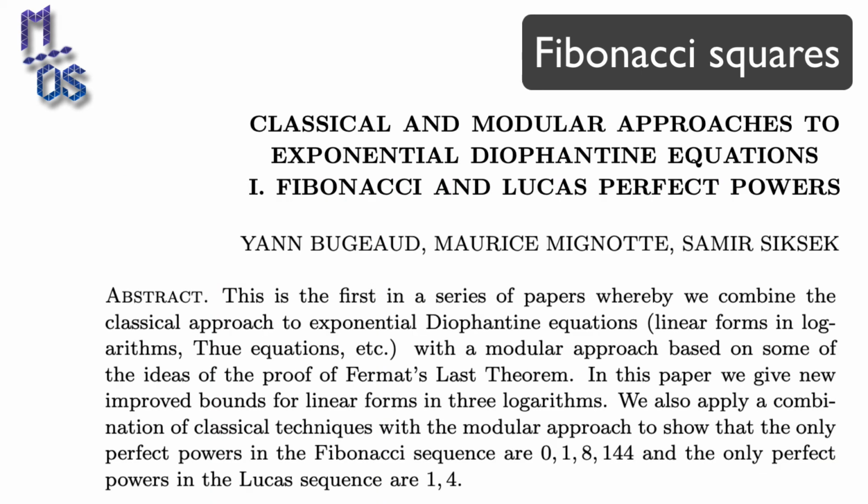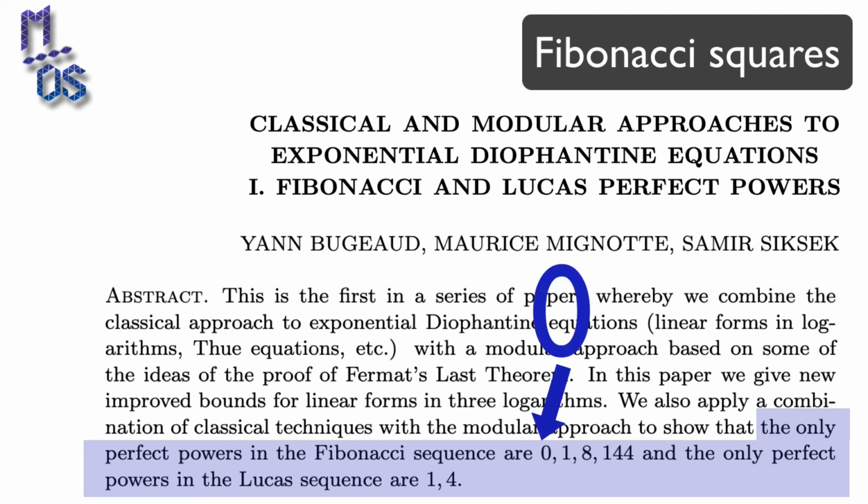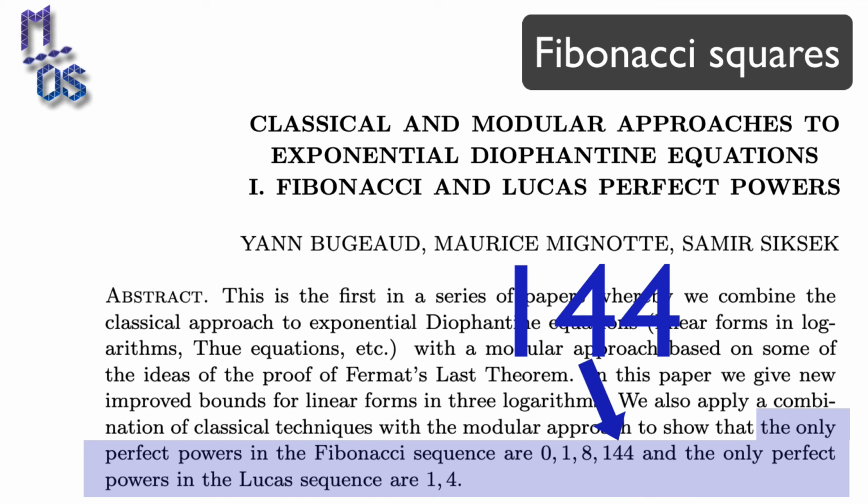More recently, in 2004, it was proved by Bugeaud, Mignotte, and Siksek that the only perfect powers in the Fibonacci sequence are 0, 1, 8, and 144. The proof is far from being simple.